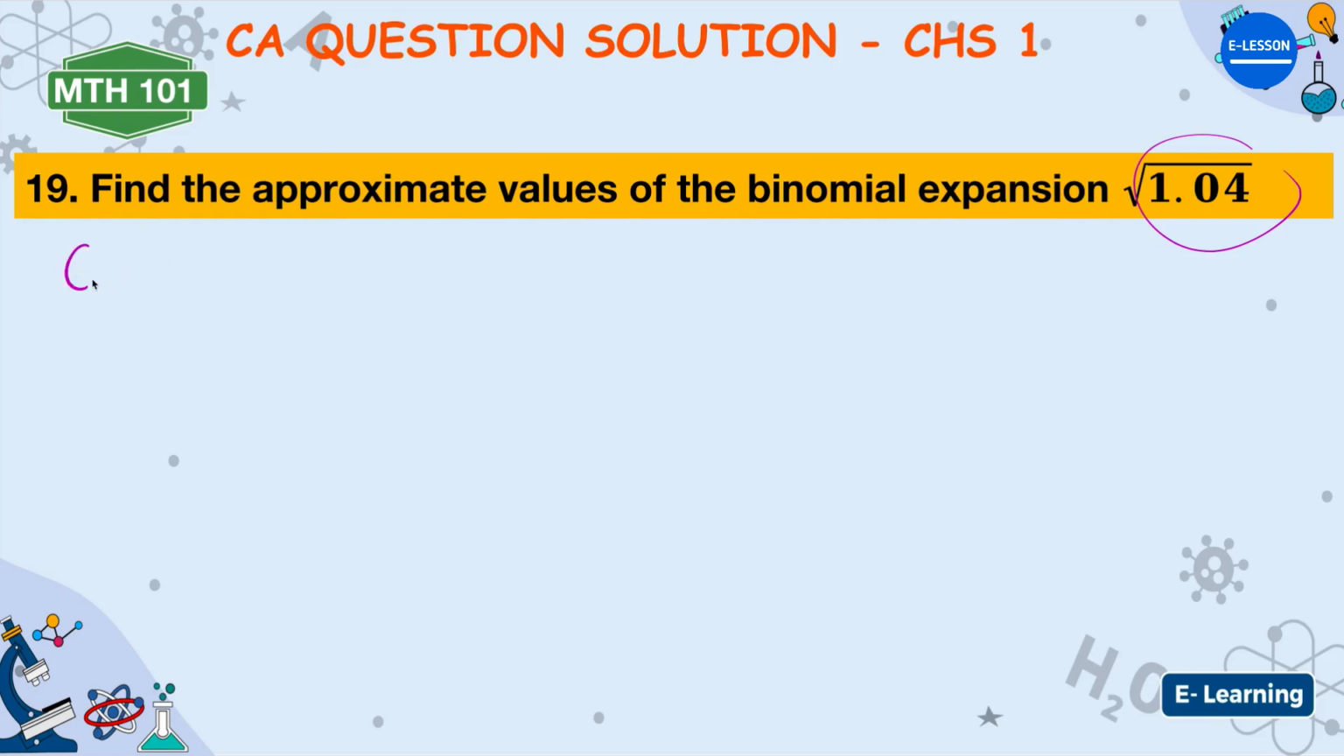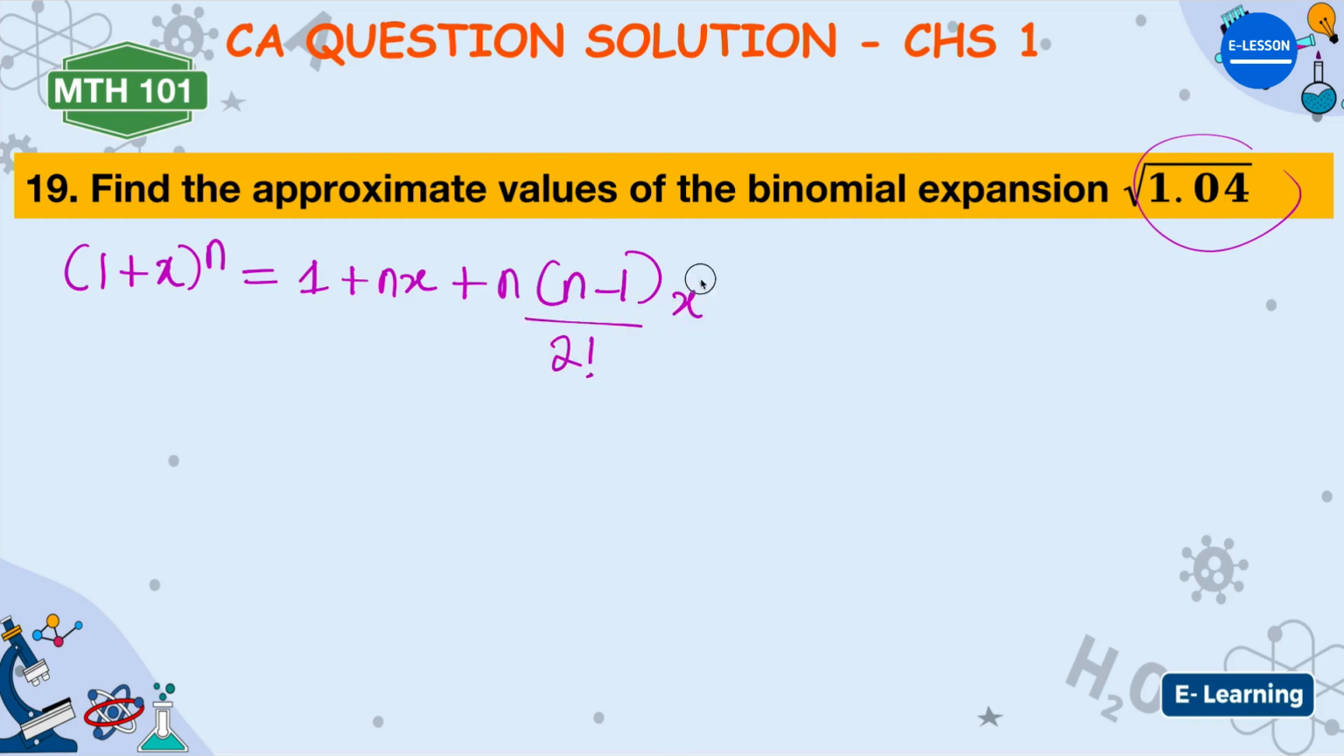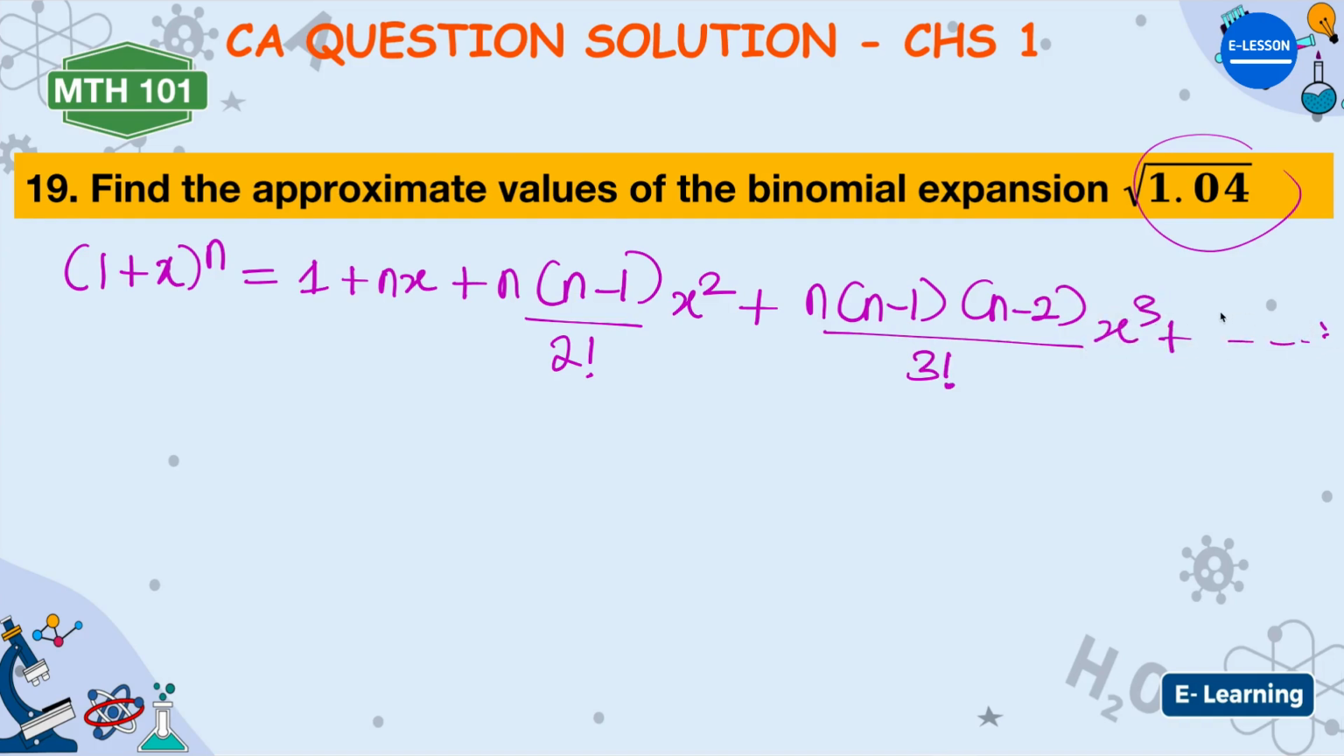The formula is (1 + x)^n = 1 + nx + n(n − 1)/2! x² + n(n − 1)(n − 2)/3! x³ + ..., and it continues like that. It's called the binomial theorem.